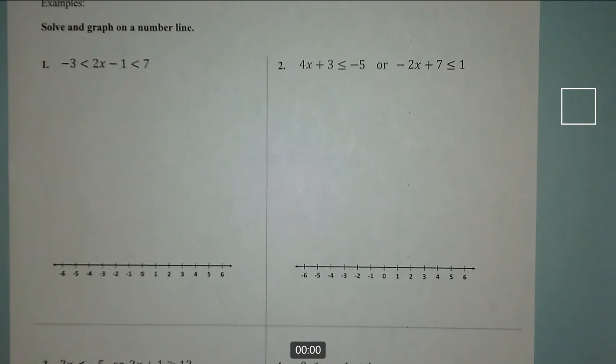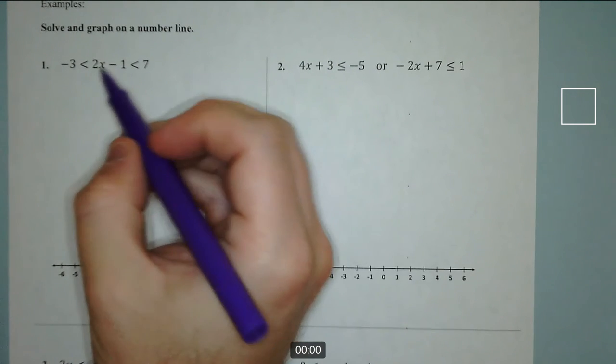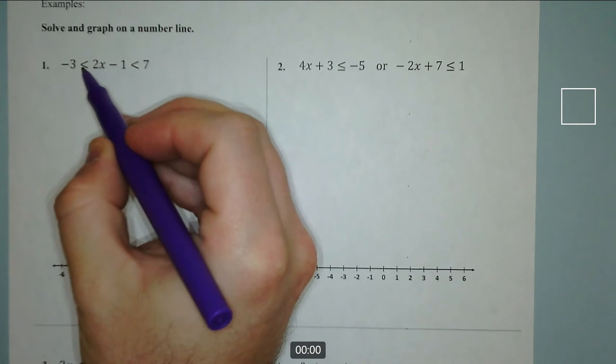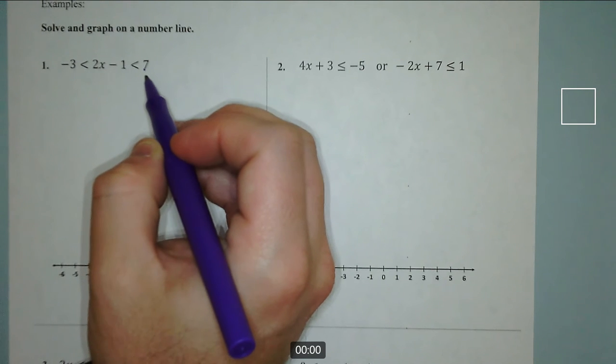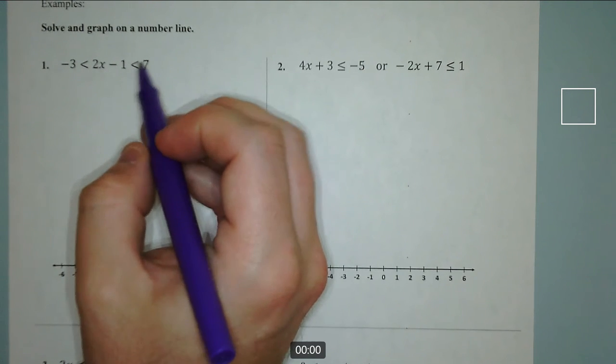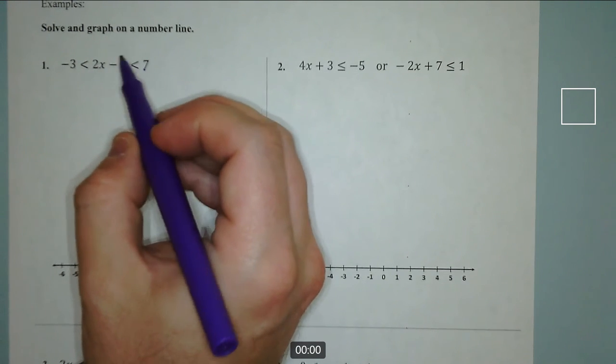All right. So if you notice, what we have here is negative 3 is less than 2x minus 1, which is less than x. Aaron, what word technically is involved here? And or?